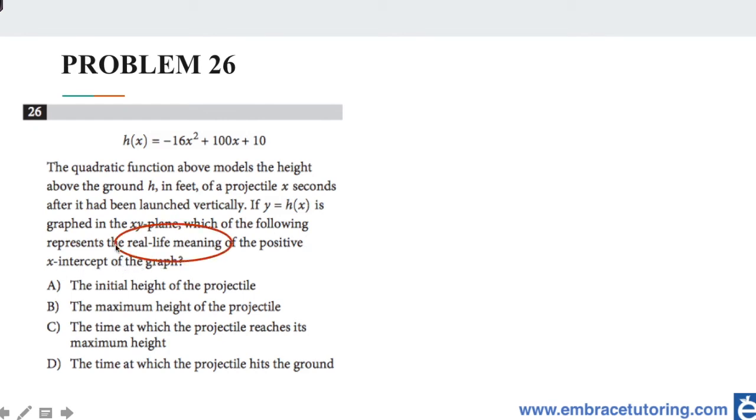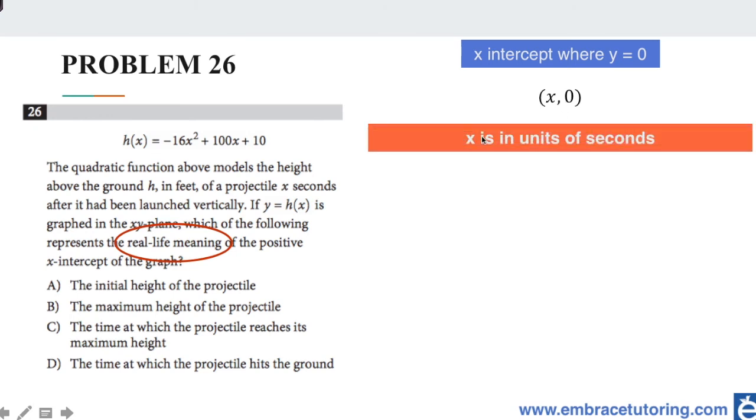Because they're asking for the x-intercept, you definitely want to pay attention to the fact that an x-intercept is where y is going to equal 0. And because they're asking for the x-intercept, you're looking for not only where y will equal 0, but also that x is going to be in units of seconds. If they were asking for the y-intercept, then you'd be looking for units of feet. But in this instance, we're looking for units of seconds because they're looking for the x-intercept.